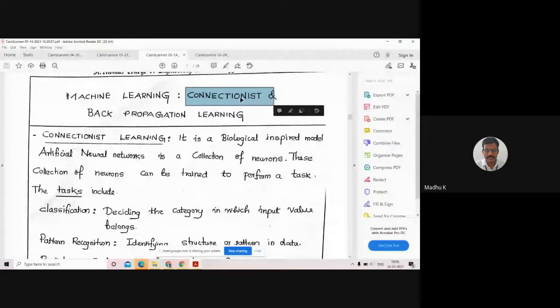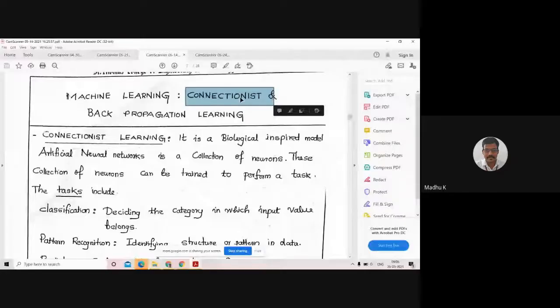Learning using the neural network is called deep learning, a connectionist learning method. Here we want to discuss Bayesian learning also. So what is connectionist learning? It is a biologically inspired model of artificial neural networks. It's an artificial neural network based method.